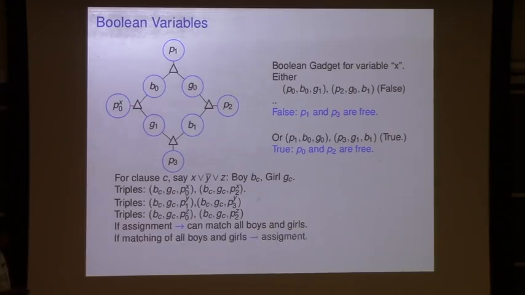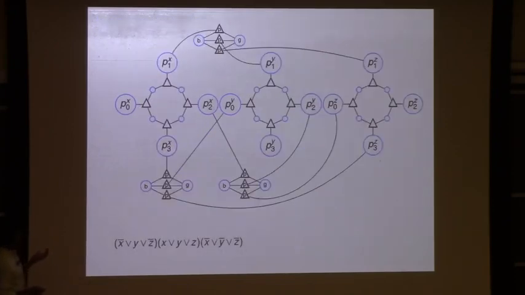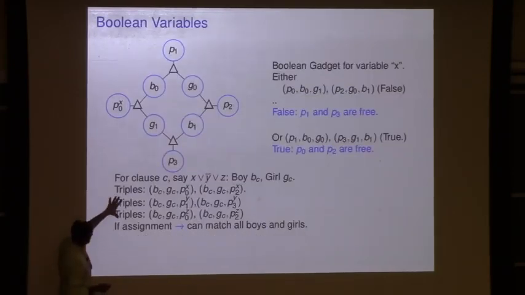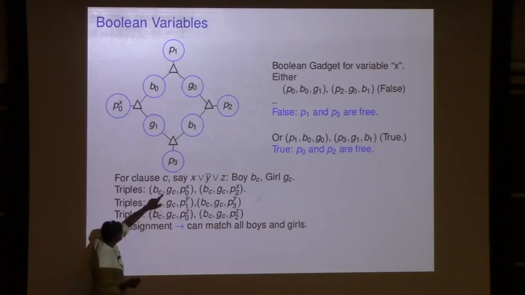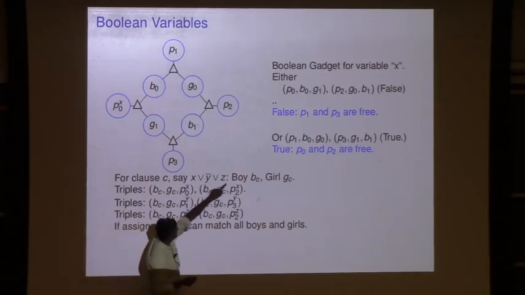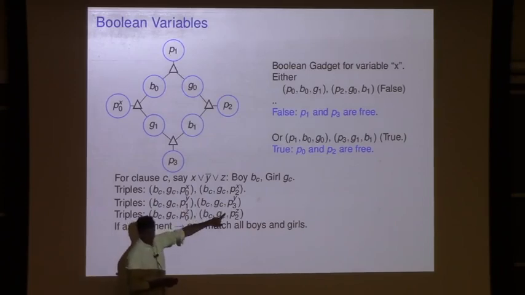And if there's a matching of all boys and girls, there's an assignment. That's what I want to argue. And why can I do this? I take my assignment and configure the gadgets corresponding to each variable to choose either the vertical or the horizontal configuration, the true or the false configuration. And now, for any clause, I know that if one of these literals is true, one of these pets is available.